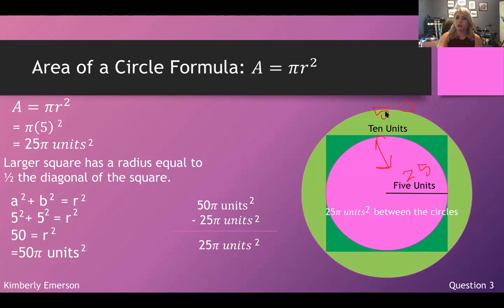So 50 minus 25 is still 25. So the units between the circles is still 25 pi units squared. Because if we were to square it, it would be 50 units. But taking half of 50, and as we stated earlier, we could tell that the larger circle was double the smaller circle. So 25 plus 25 does in fact equal 50, and half of 50 does equal 25. So that's just a good way to check our work and to make sure that we're doing everything appropriately. All right, see, they are all the same.